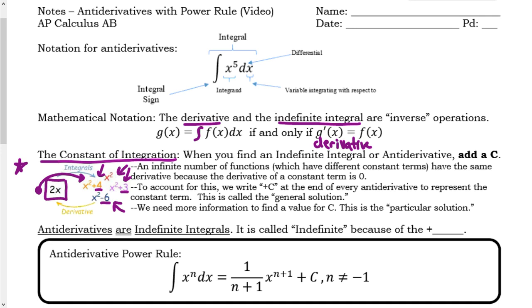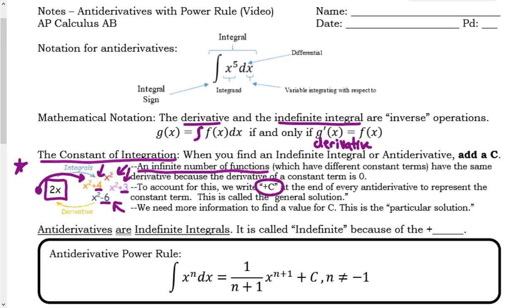So to deal with that, basically what we're going to do is every time we take an antiderivative, we are going to write plus c at the end, which simply means there could be some constant here. The constant could be 0, the constant could be positive 3, negative 6, it could be 82. We don't know, but there should be the possibility of having a constant. So again, there are an infinite number of functions that could have the same derivative. Because of that, we are going to write that plus c.